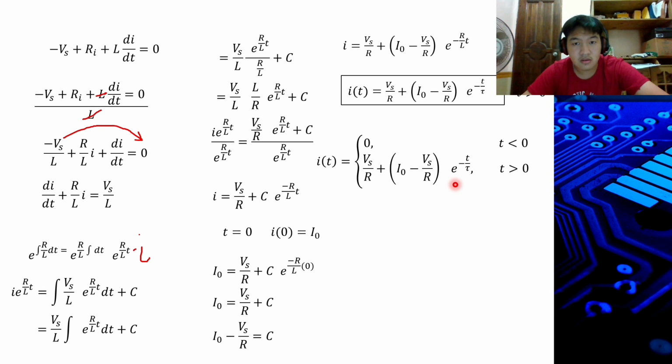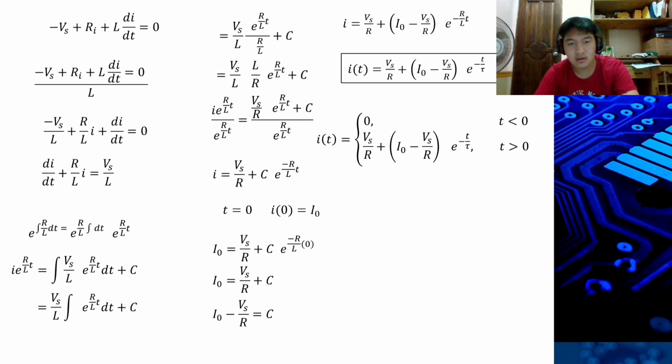And muna yung atong definition. So I of t is equal to 0 when t is less than 0, and if t is greater than 0 muna ito makuha. So Vs over R plus I naught minus Vs over R times e raised to negative t over tau.